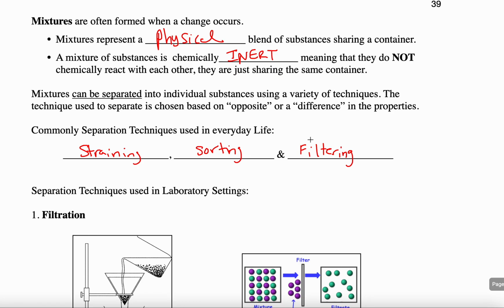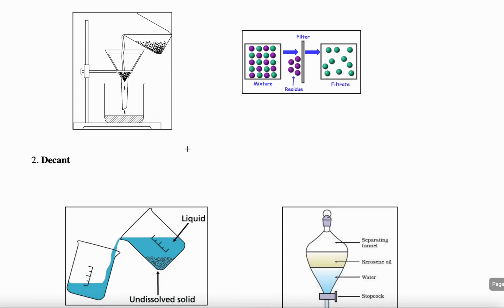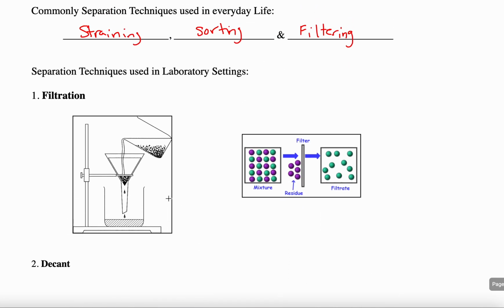So let's take a look at some of these ideas of separation that we use in the chemistry lab. So the first one is the idea of filtering. So you have your mixture, you pour the mixture into the filter paper, components of the mixture pass through the filter paper and collect in a beaker that's down below, and other parts of the mixture remain in the filter.